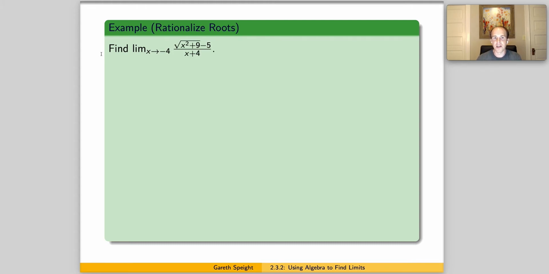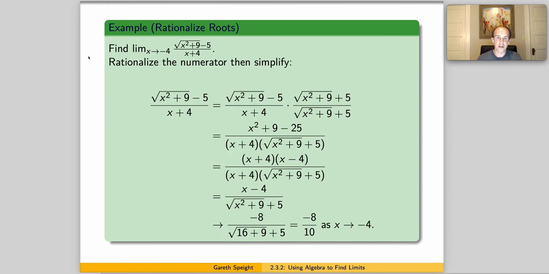Here, the trick is to rationalize the numerator. So let's multiply top and bottom by the conjugate of the numerator. So multiply by the square root of x squared plus 9 plus 5. As long as we multiply the top and bottom by the same thing, we keep it equal. So let's go ahead and do that. Sorry for the mess. We multiply top and bottom by the conjugate of the numerator. And then let's multiply out and see what we get.